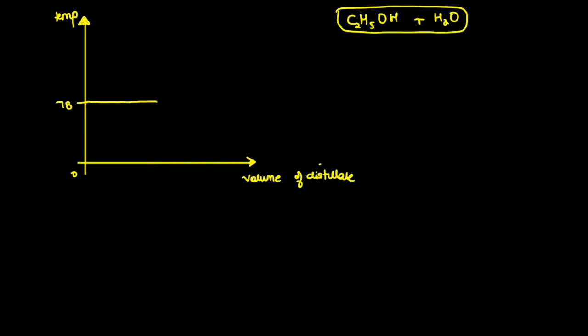Then after all of the ethanol has evaporated from the mixture, the temperature will start to increase again. It will increase until it reaches 100 degrees Celsius. Alright, now at 100 degrees Celsius, the volume will increase again. So are you seeing that I have made 2 stairs?